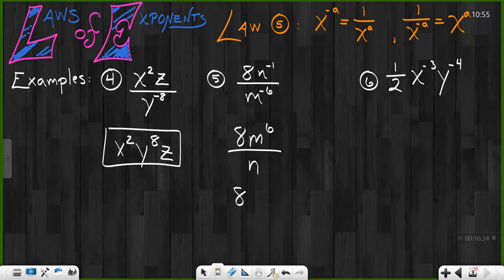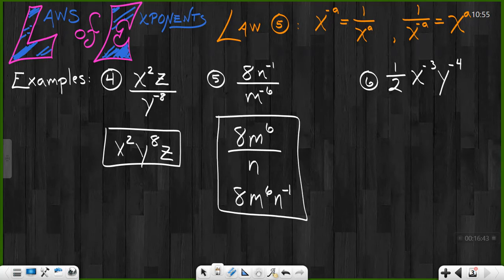An alternate way to write this would be m to the 6th, n to the negative 1st. That would also be considered simplified. Both of those would be acceptable here. We don't want to leave it the way it originally was, though, because we have a negative exponent in the denominator. Take a look at our final one here. In this one, it's a little bit of a challenge, but we have to recognize the number that we're dealing with. First off, we've got a 1 on top and a 2 on the bottom. That's my fraction, 1/2.